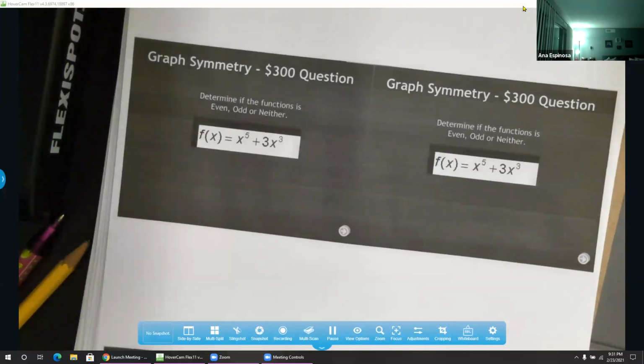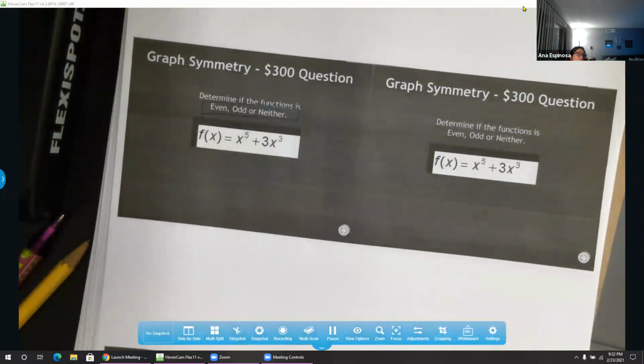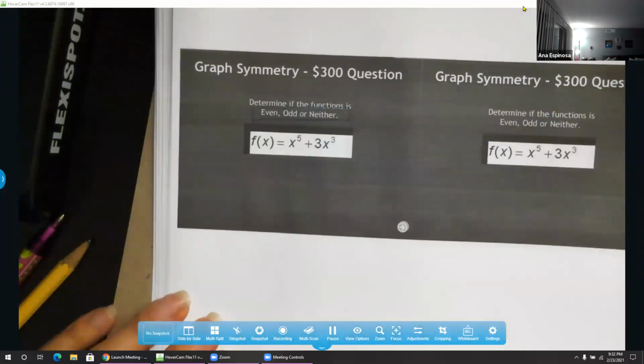All right, the next one says determine if the function is even, odd, or neither. So I wrote the instructions the way that you should always start. You should always start by doing even.